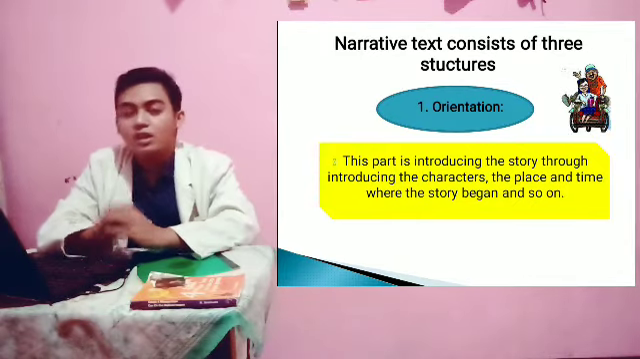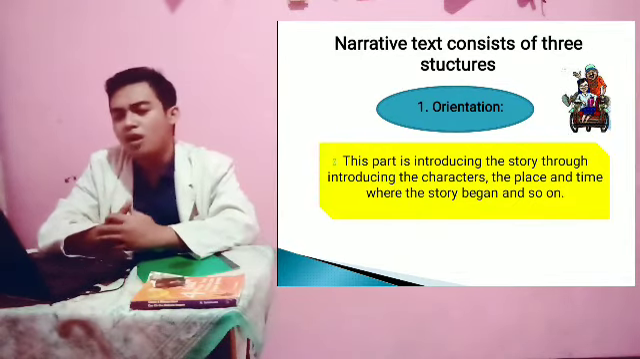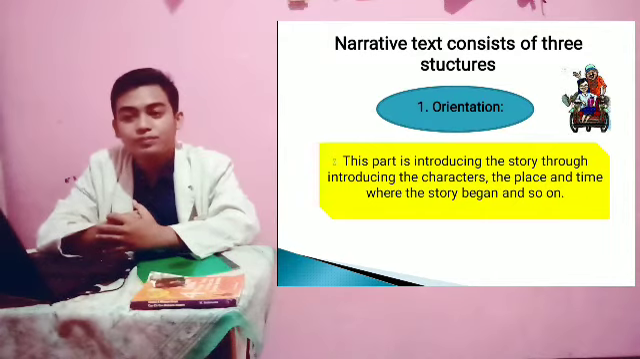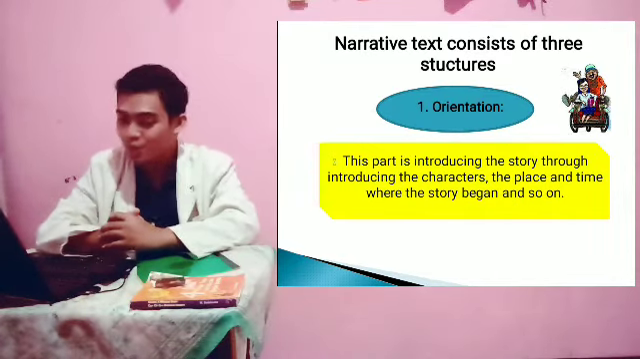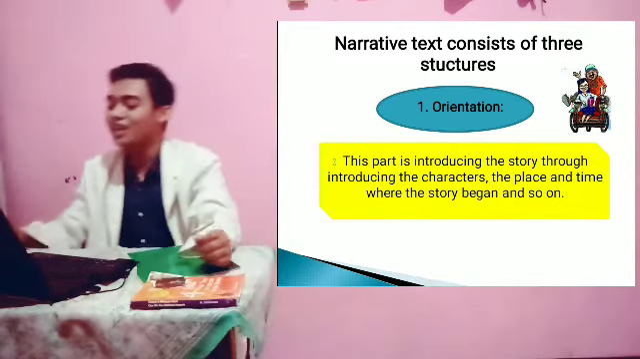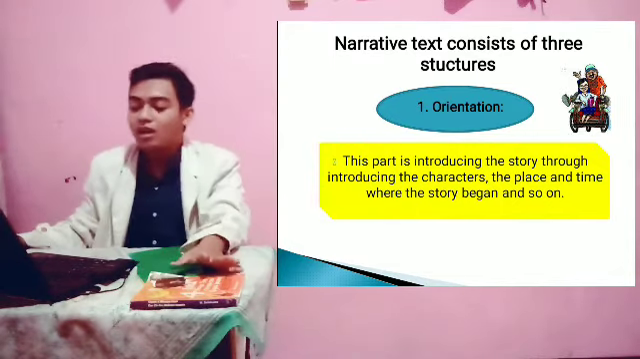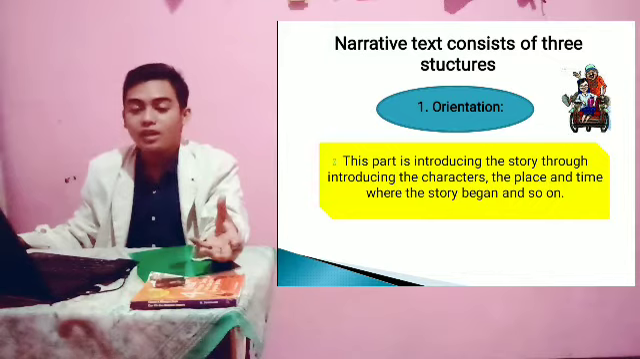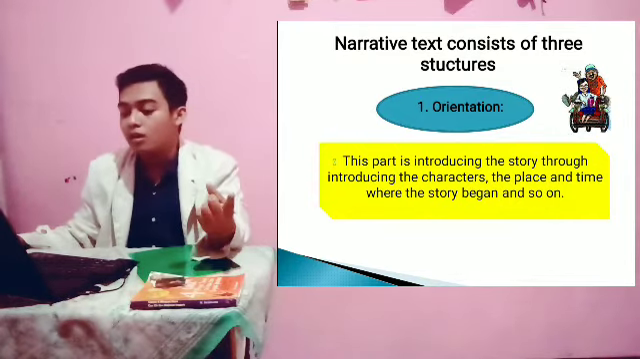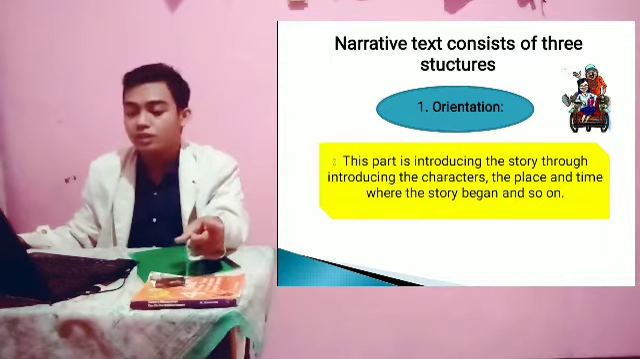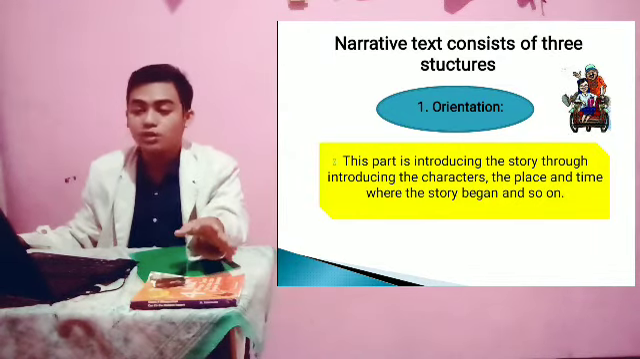Narrative text consists of three structures. Does anyone know about it? No? Okay, I will explain about it. Narrative texts have three structures. The first, orientation, the second, complication, and the third, resolution.